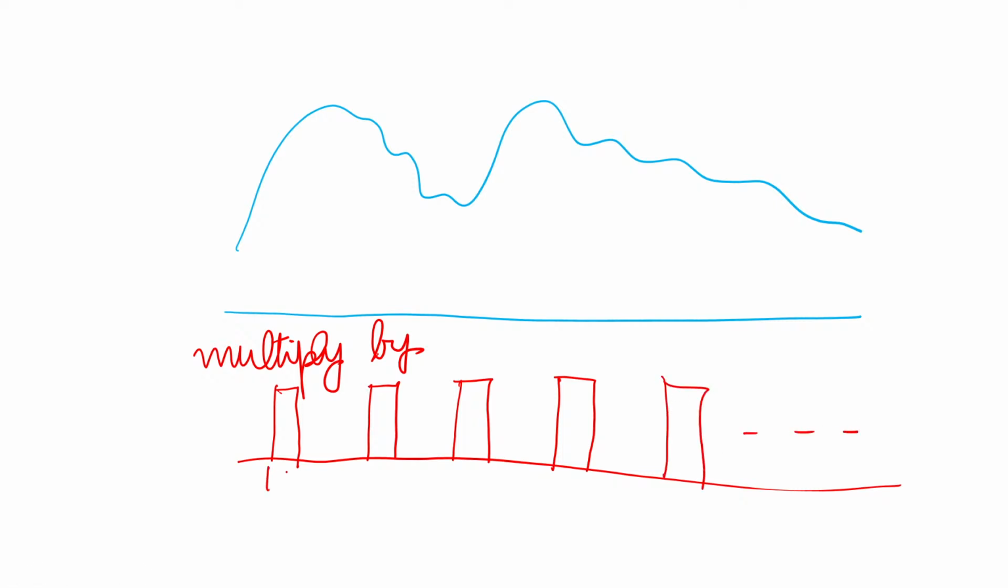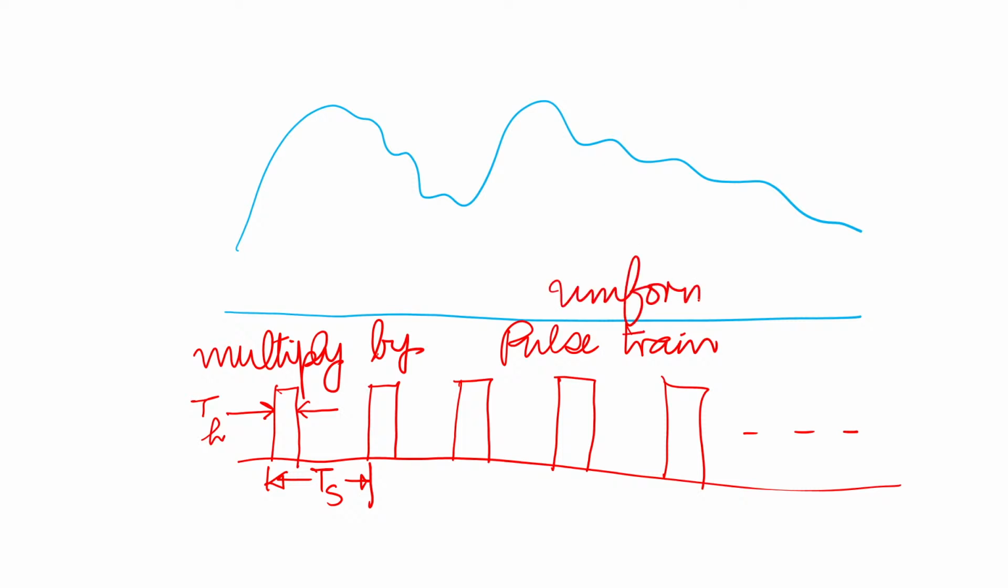So essentially this interval is the sampling time, and this interval is called the hold time. So this is a pulse train, a uniform pulse train. So how would the signal appear when it is multiplied by the pulse train? The signal would look like this.